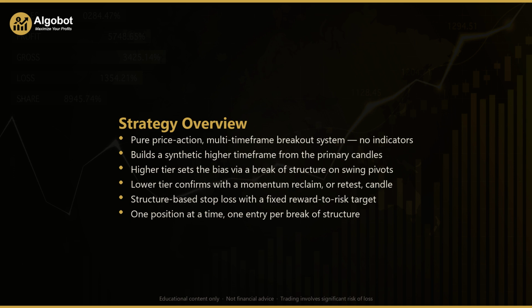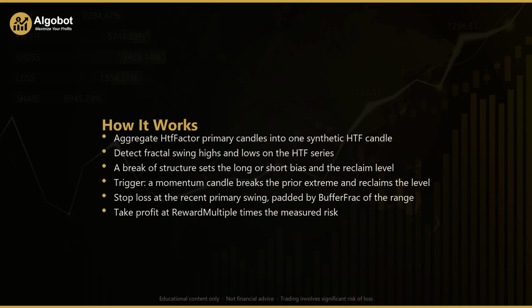This kind of approach tends to suit traders who appreciate structure-based, swing-style trading rather than rapid scalping. It trades selectively, taking only one position at a time and only one entry per break of structure event. It can be applied to forex pairs, indices, metals, or any liquid market where clean swing structure forms. And because it is pure price action, it adapts naturally to different instruments without needing indicator settings retuned. Remember, everything here is for educational purposes only, so we are studying how the logic behaves, not promising any particular outcome. Let's walk through exactly how the strategy makes a decision, step by step.